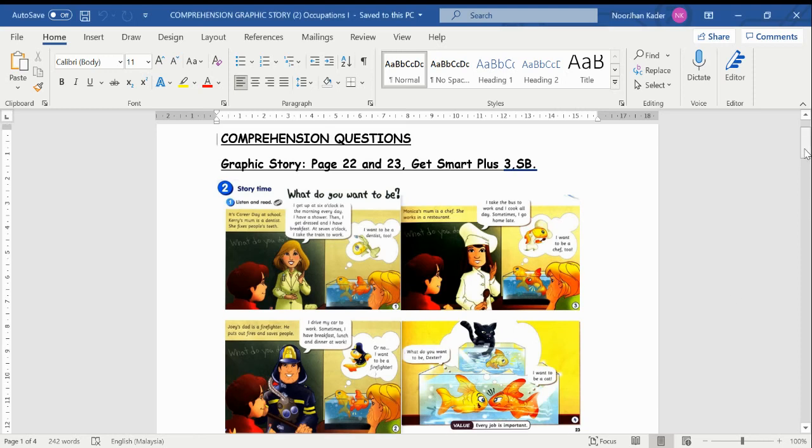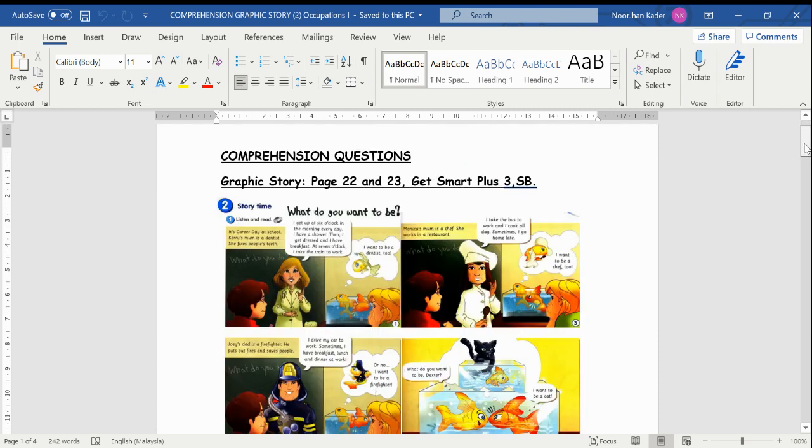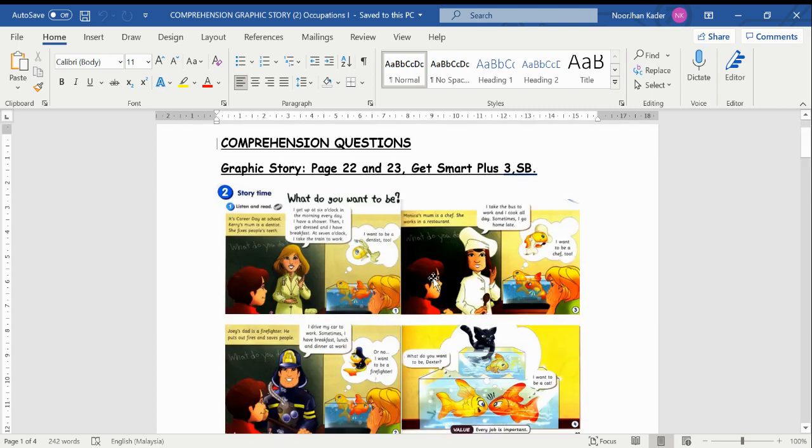Hi everyone. Okay, today I'm back to teach you how to write answers for comprehension questions. We have actually done this story before, the graphic story, which is What Do You Want to Be. So I'm using this graphic story to teach you how to write answers to comprehension questions for a graphic story.